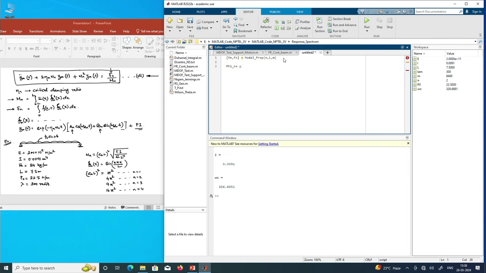So, what we do, we define x by L. So, let us call it x by L. So, it is 0, then 0.01, and it will go up to 1 because it is x by L. When x is equal to L, the ratio will be 1. So, we have sin n pi x by L, right. So, that is the mode shape.